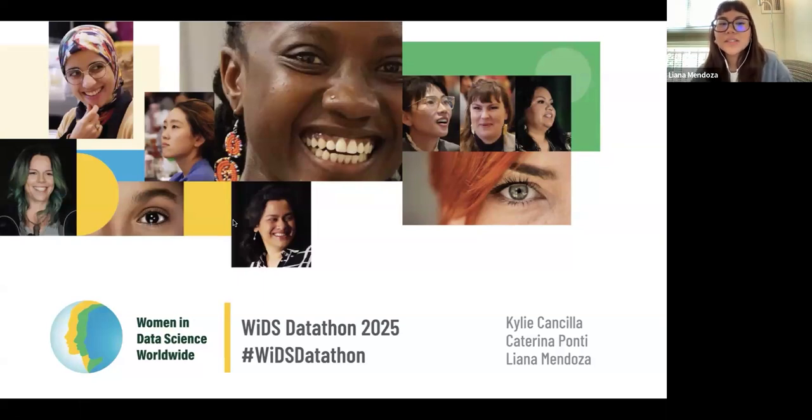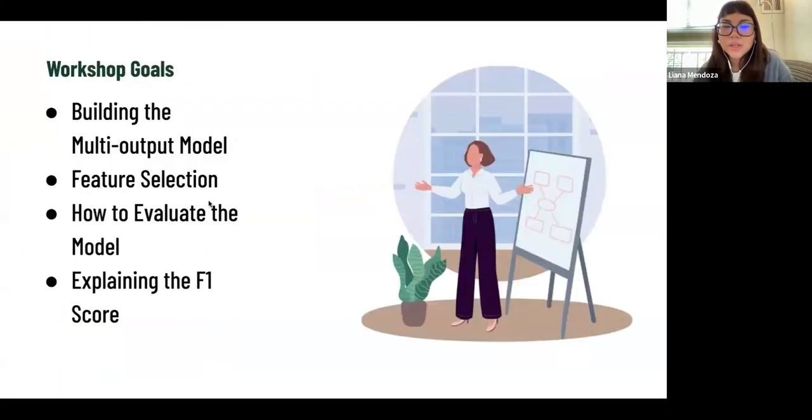And today we are presenting the final workshop of our Datathon series. So let's get started with our workshop outcomes. In this workshop, we will be going over how to build a multi-output model. Then we will cover how to enhance this model through feature selection. In this way, we will learn about how to select certain features in order to reduce dimensionality and simplify our models. And then we will also be discussing how to evaluate the model. This will be done through the cross-validation of our training data set. And then lastly, we will be explaining more about the F1 score, which will be used to determine the leaderboard of the Datathon.